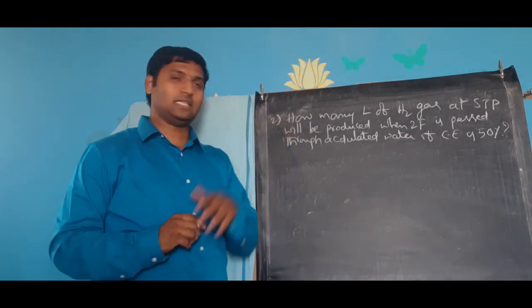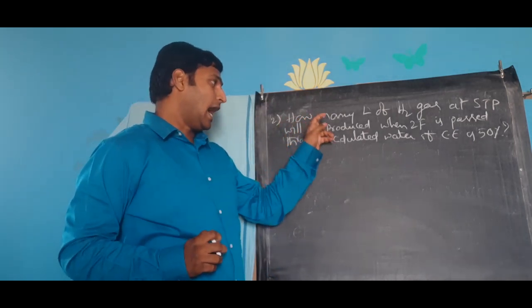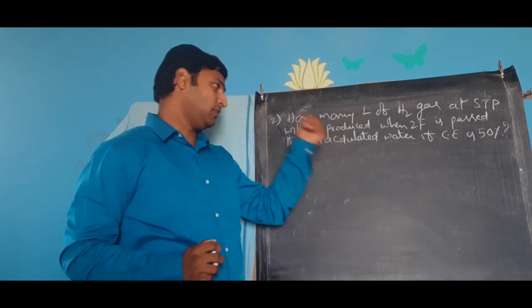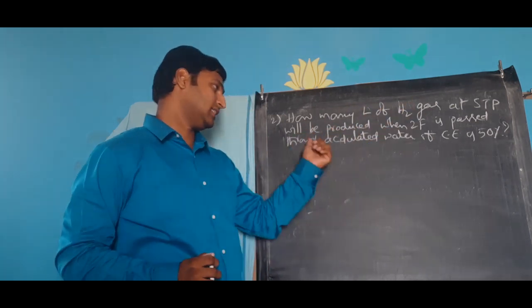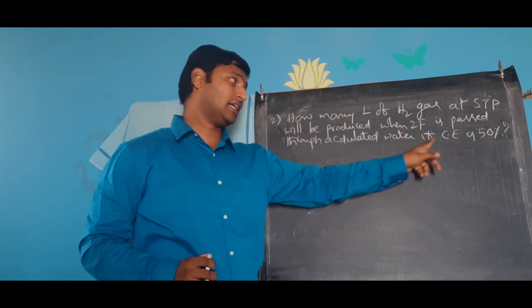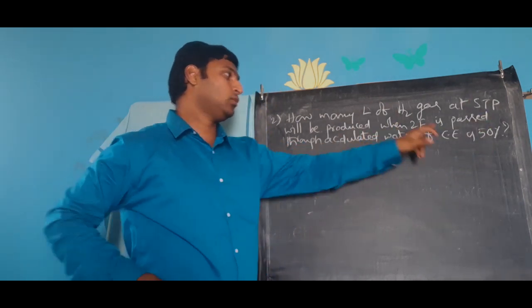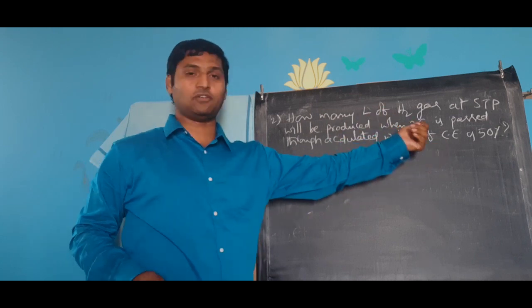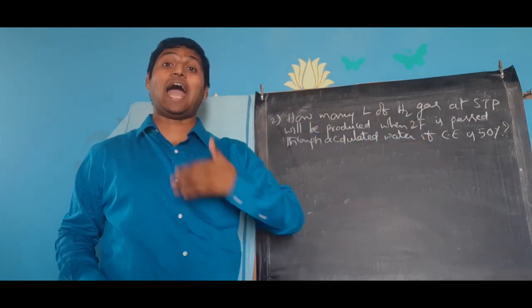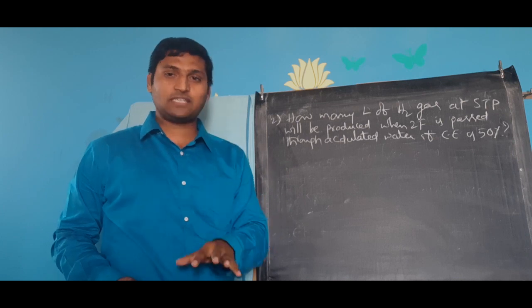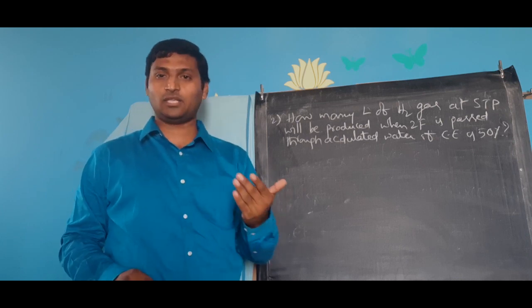Now, look at this problem. How many liters of hydrogen gas at STP will be produced when 2 Faraday of electricity is passed through acidulated water if the current efficiency is just 50%? So here he has given you the current efficiency and he has given you the quantity of electricity passed. You need to find out the actual yield. We will first find out the theoretical yield, then we will find out the actual yield.